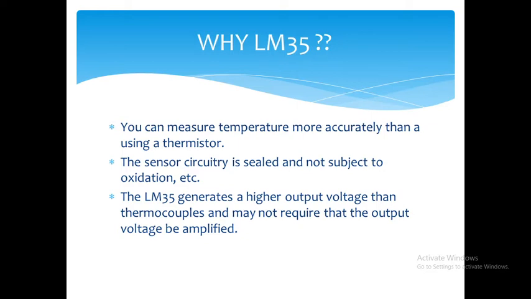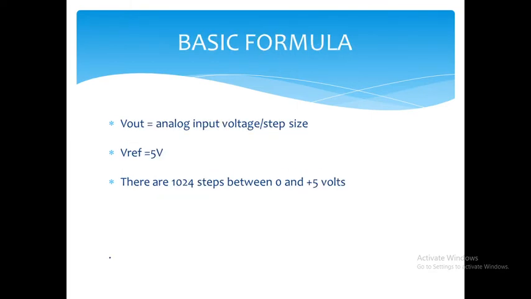And this temperature sensor is more accurate than your thermistor. Why? Because while using a thermistor, we have to build some amplifier circuit externally. That's why it is inaccurate compared to the LM35 sensor or any other temperature sensors. That's why we are using the LM35, and it will measure the temperature in degree Celsius directly. That is the main important point.